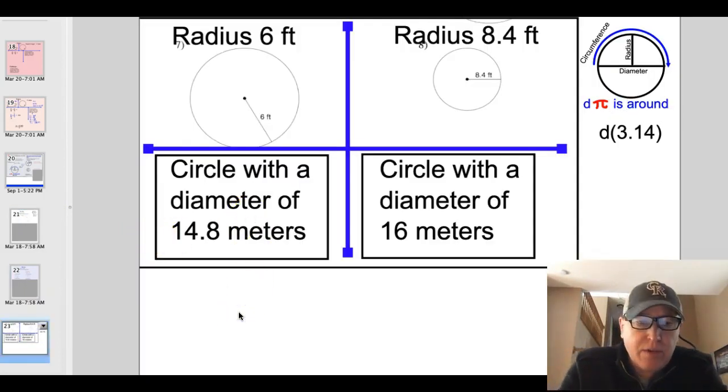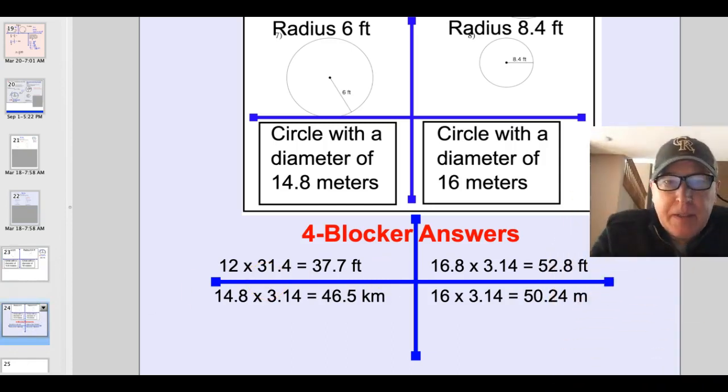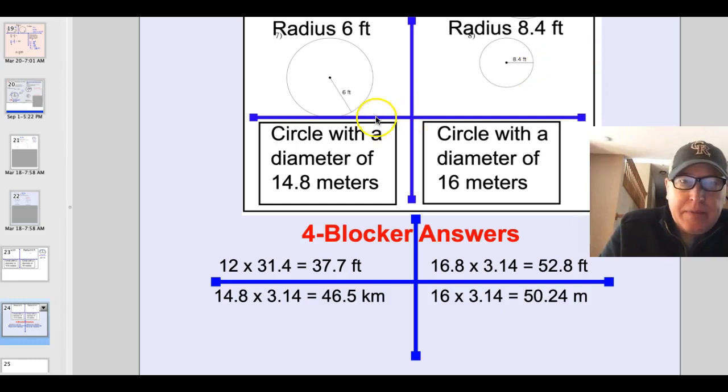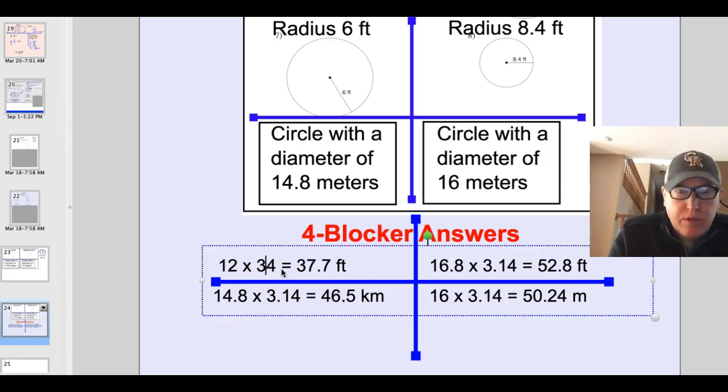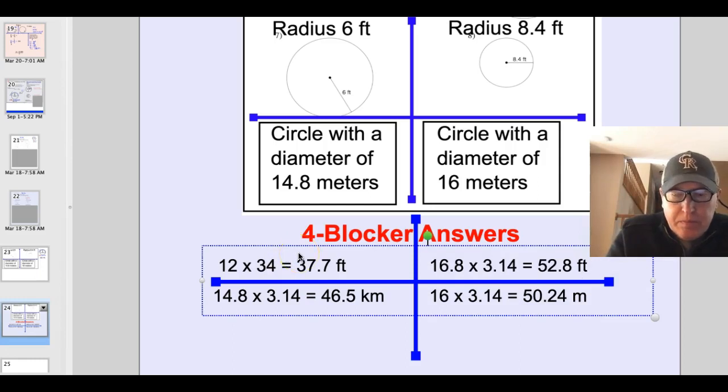Go ahead and pause the video and try this. All right. See how you did. Here are your 4 blocker answers. Let me move myself up and out of the way. 6 times 2 is 12. You had to find the diameter there. 12 times 3.14. So I typed that wrong. 37.7.